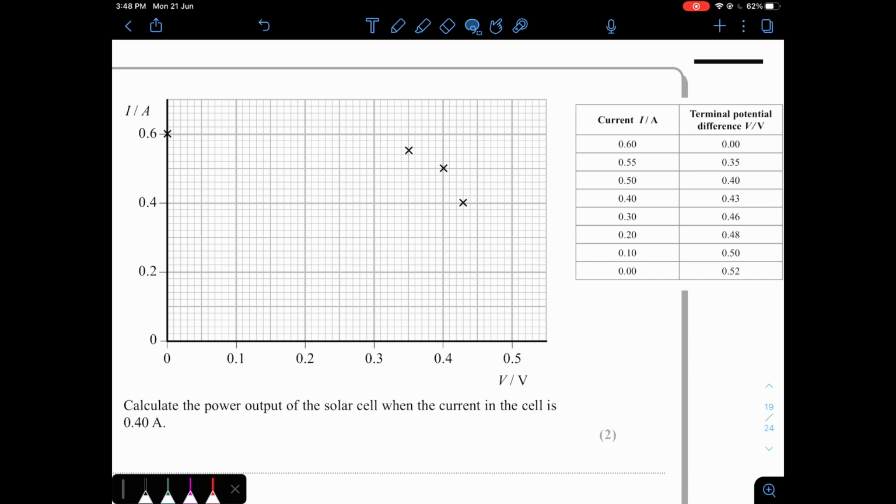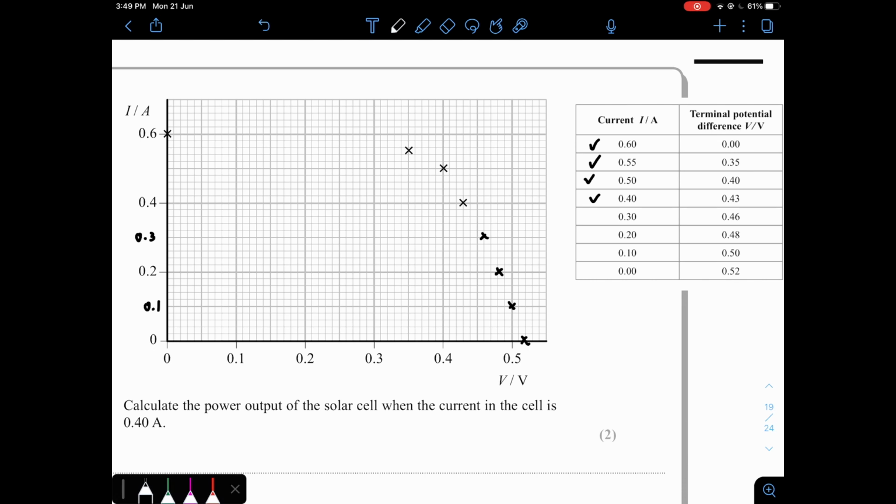So what has been plotted for us? You can see that over here, 0.43 and 0.4 has been plotted for us, then 0.5, 0.55, 0.6. So we have to plot the rest. This is 0.3, and we have to plot 0.46, which is over here. Then 0.2 and 0.48, so 0.48 is here. And then 0.1, go across to 0.5, and 0.00 is 0.52.